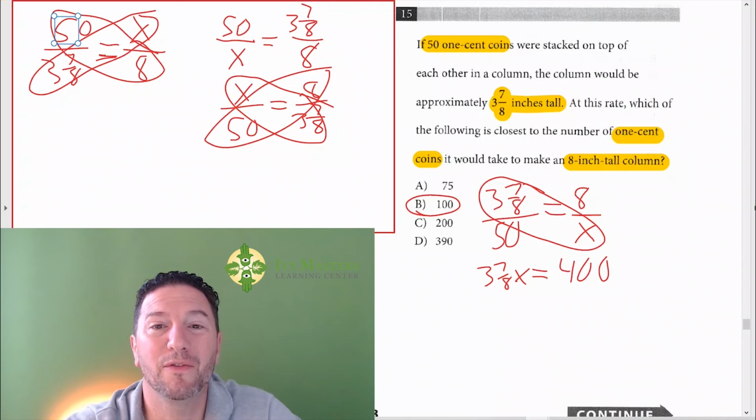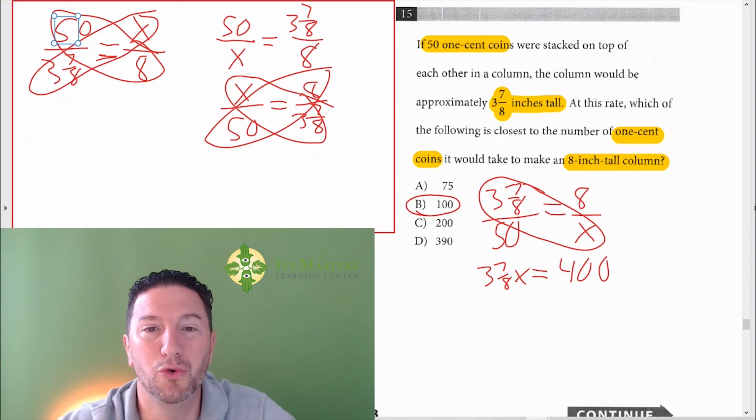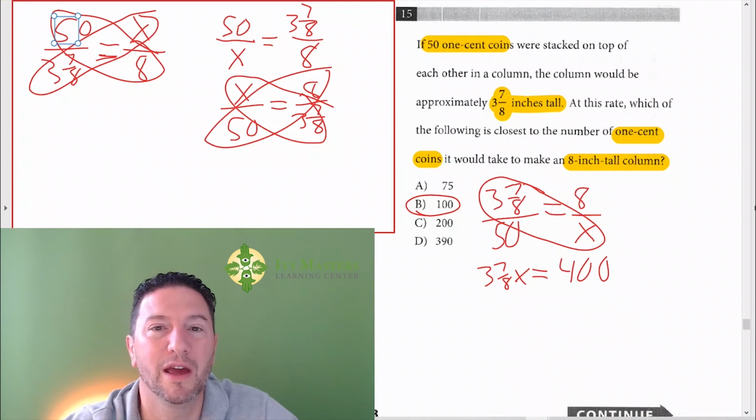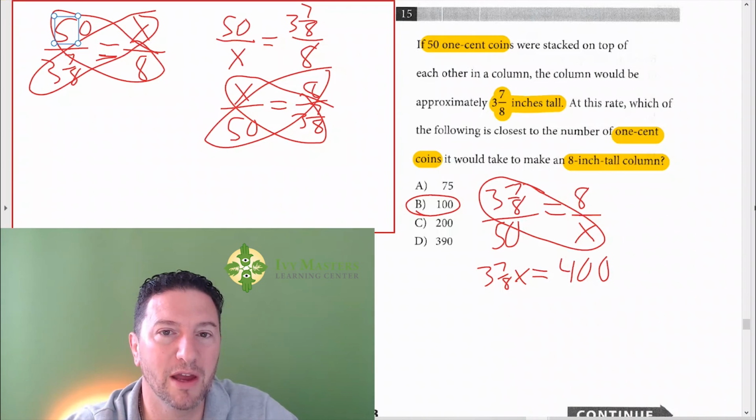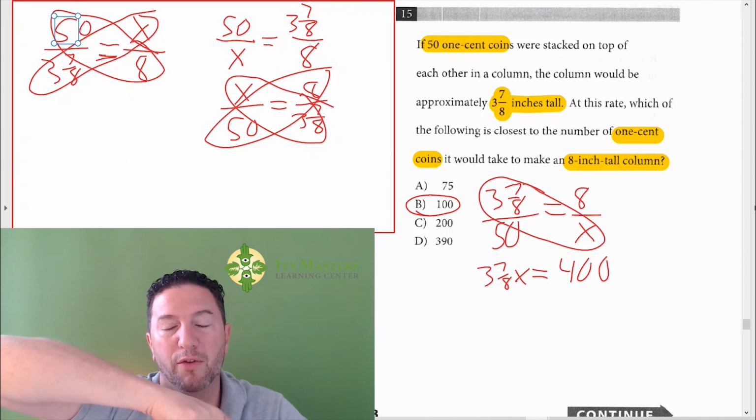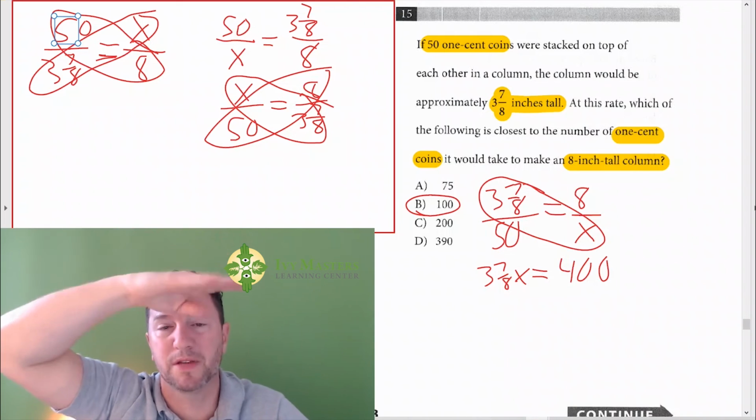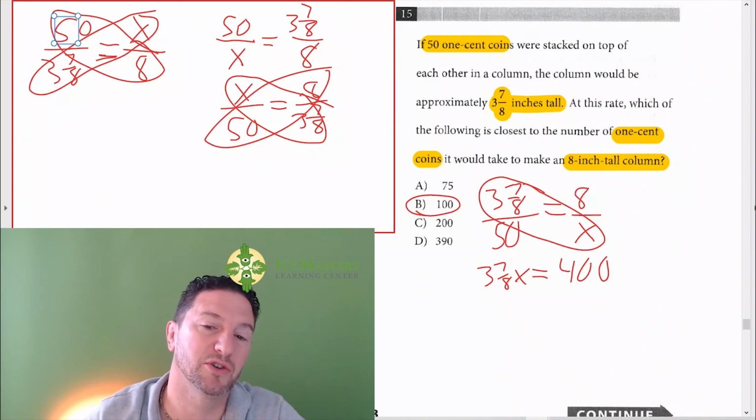I don't want you to get confused by thinking you've got to know all 4 ways to set this up. Do the way that you are most comfortable with. Just get to it and do it, but make sure you know if you're setting it up right, because the top and bottom of a fraction have to have a relationship. The tops have to have a relationship. The bottoms have to have a relationship.